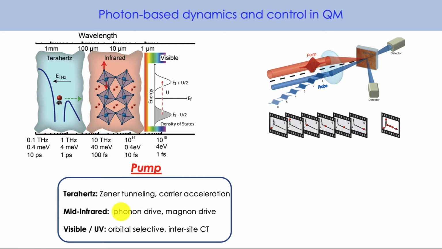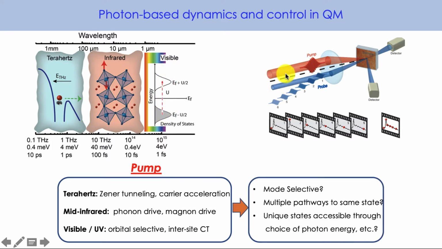I'll say just a little bit more about that later. Another possibility is to dynamically drive magnons in various materials, and of course we can also do excitation in the visible to drive things like charge transfer transitions and maybe manipulate the properties by initiating dynamics with a pump pulse such as that.